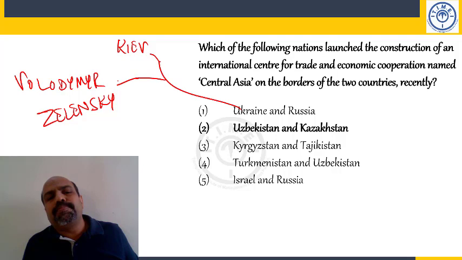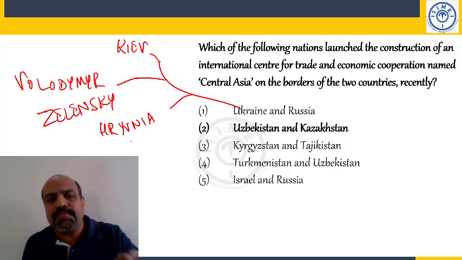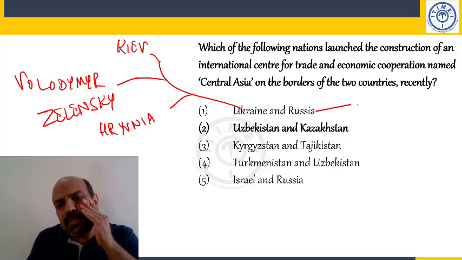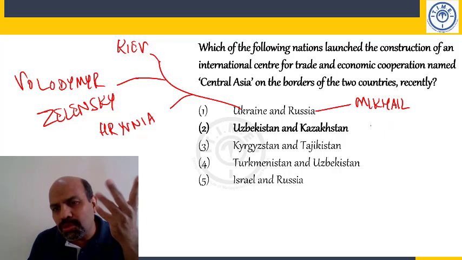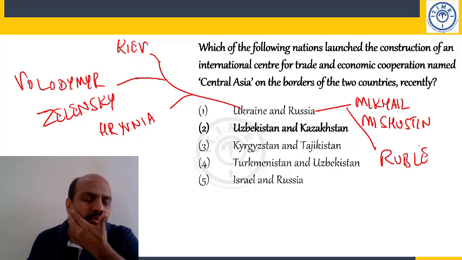Volodymyr Zelensky is the president, and the currency is hryvnia. Next, Russia. You know this, but I'll give the name of the Prime Minister: Mikhail Mishustin. The capital, as you know, is Moscow, and the currency is the ruble.